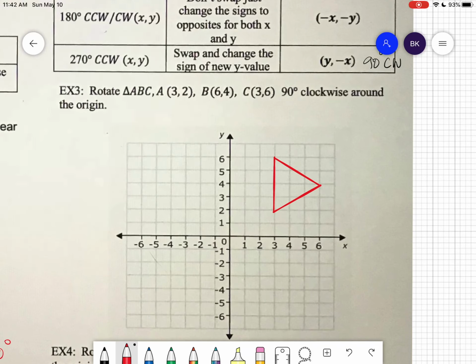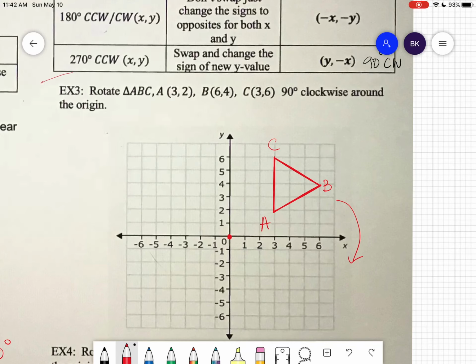Again, it's going to be my original shape, and I'm going to rotate it, okay? I'm going to rotate it 90 degrees clockwise around the origin. So if you're using parchment paper, you're going to put your pencil right here, and you're going to hold that pencil and then move the parchment paper around 90 degrees, right? You should end up in quadrant number 4. So let me label this first. We have A, we have B, and we have C. This is my original shape, and I'm going to rotate it 90 degrees clockwise.